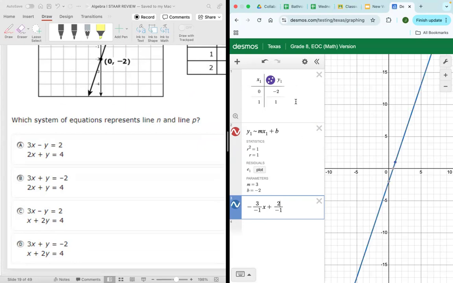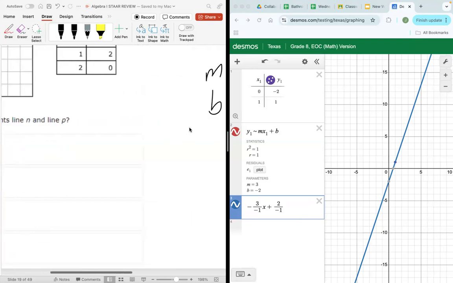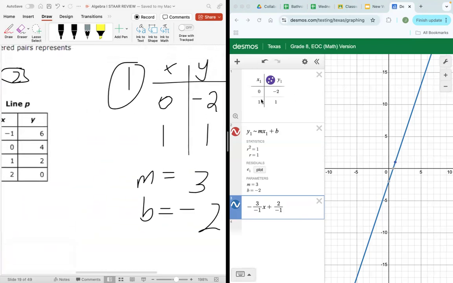As we can see, these are equivalent. The red and blue line both overlap. So we can say that 3x minus y equals 2 are good answers. So we can eliminate answer choice B and answer choice D. We're halfway done. So now let's look at the table for the second one.